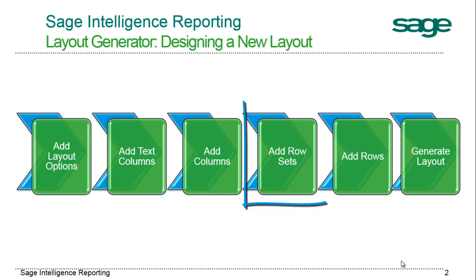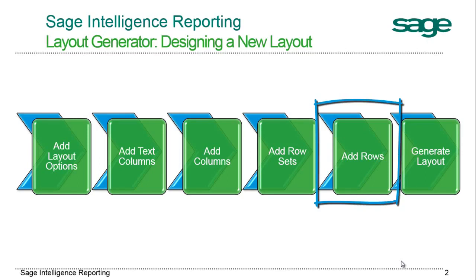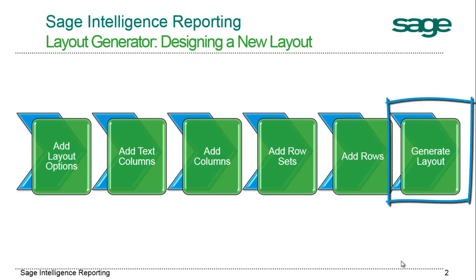Before you can add your rows, you need to select a row set. These are a selection of commonly used rows and can be defined by your GL category codes or an account filter rule. Once you've selected a row set, you will then be able to add your rows. Rows indicate what you see down the left side of your layout and what you have defined in the row set, such as revenue, cost of sales, other income, other expenses. Once you've set up your rows, you can then generate the layout into the Excel sheet in the Excel workbook.